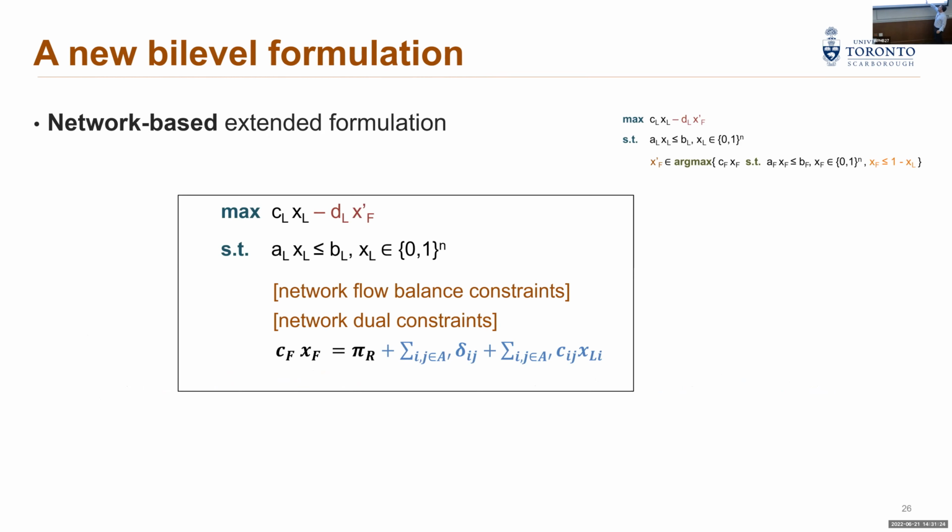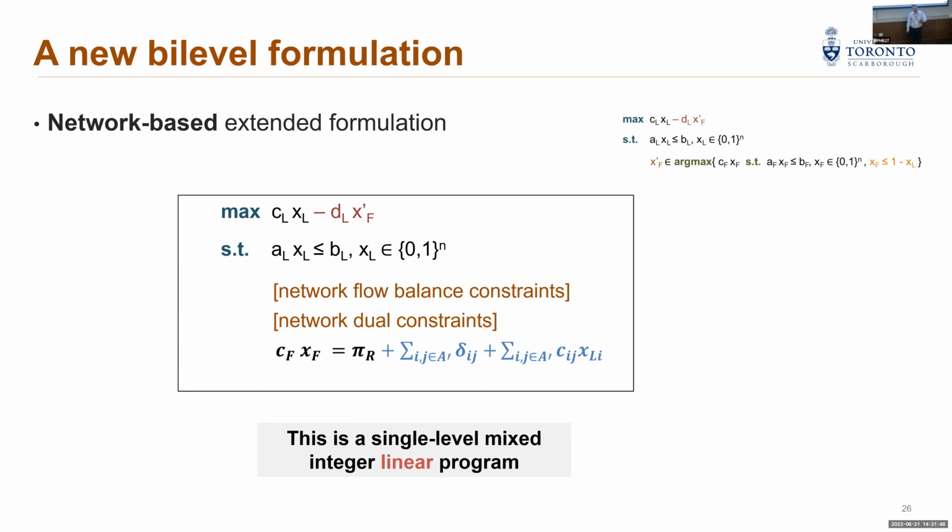It's a completely extended formulation of this system, where we're going to have the linear variables, the network flow balance constraints, dual constraints, and that nice dual inequality, the strong duality inequality. It's a single-level mixed integer linear programming formulation for all the classes of bilevel problems. And yes, I understand that the network may be large.